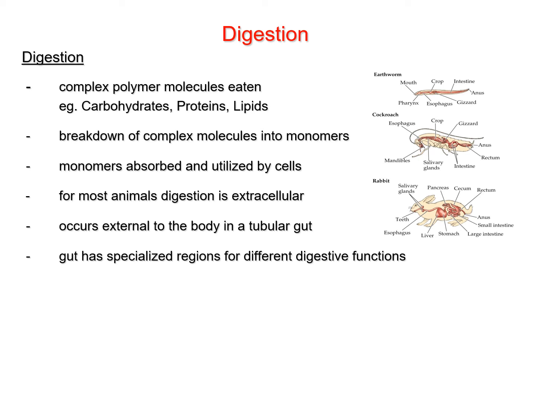Digestion itself, as I said, is the breakdown of polymer molecules that we eat, including these 3 of the 4; the nucleic acids are not a major source of nutrients, really. So they're broken down into their monomers. The monomers for carbohydrates are monosaccharides, for proteins amino acids, and for lipids, of course, glycerol and fatty acids. And then these monomers can be absorbed and used by the cells in the tissues.